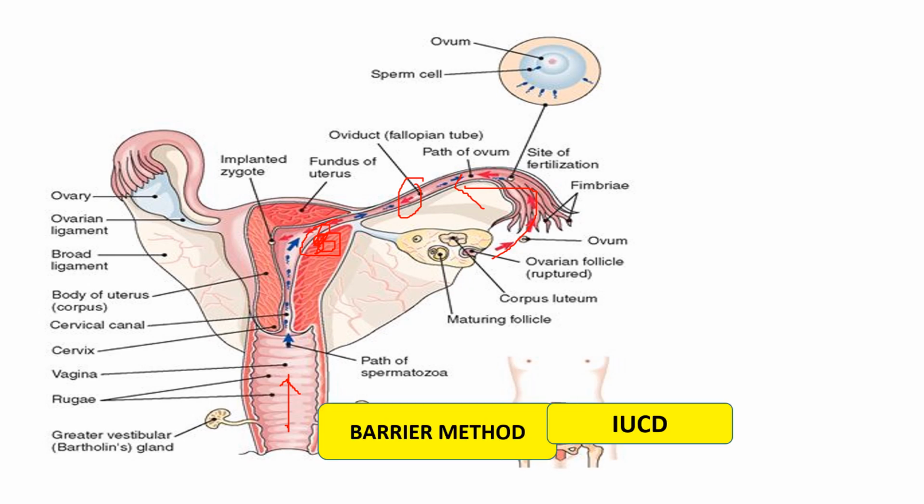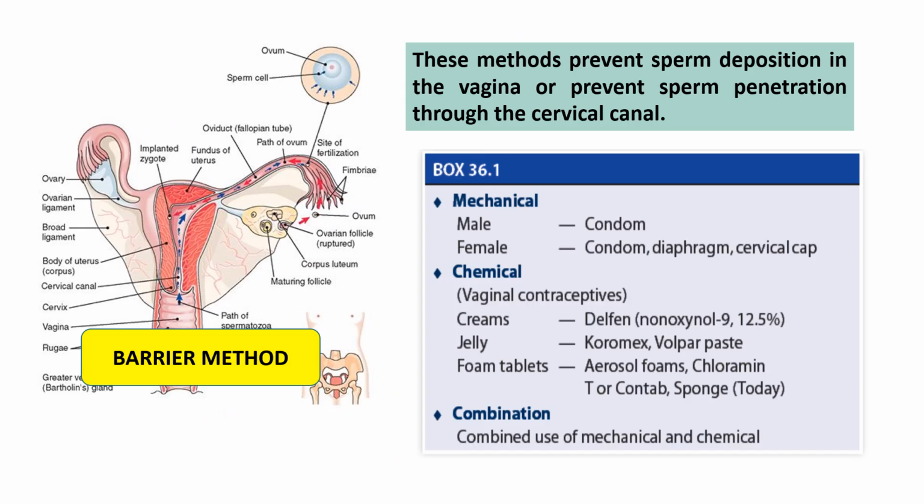First come to the barrier method and IUCD. These barrier methods prevent sperm deposition in the vagina or prevent sperm penetration to the cervical canal. The entry point is blocked. So the mechanical methods, in case of male it is condom, in female it is the condom, diaphragm or the cervical cap. Chemical methods: some vaginal contraceptive creams, nonoxynol 9, jelly, some foam tablets can be used to prevent the entry of sperm, and there is also the combined use of these mechanical and chemical methods.